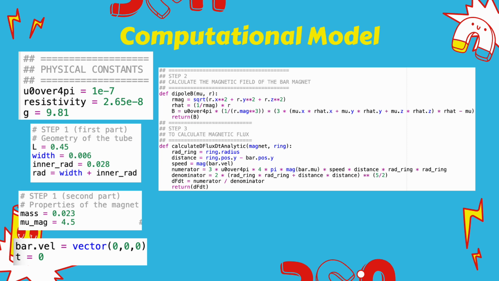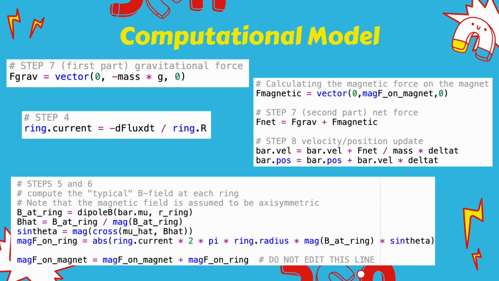In GlowScript, we have the initial conditions and physical constants. To calculate the magnetic field, you are using B equals the K constant times 1 over the magnitude of r cubed, multiplied by each direction of the mu, the sum of that. Then you calculate the magnetic flux by doing a flux over time calculation.